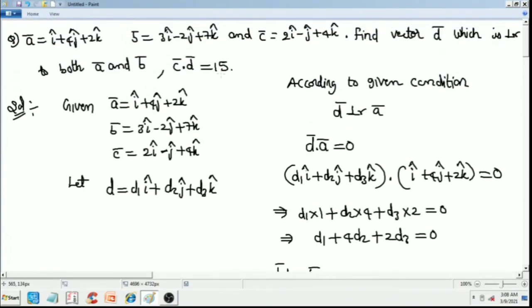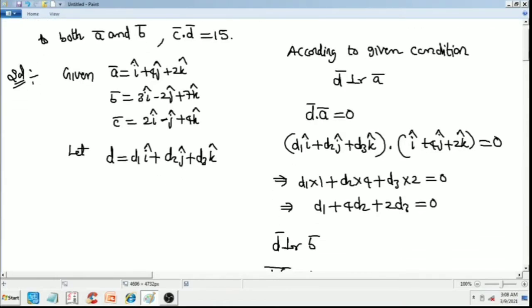Now next is C dot D is equal to 15, which is given. Here given is C dot D is equal to 15. So from here, C is 2i minus j plus 4k.